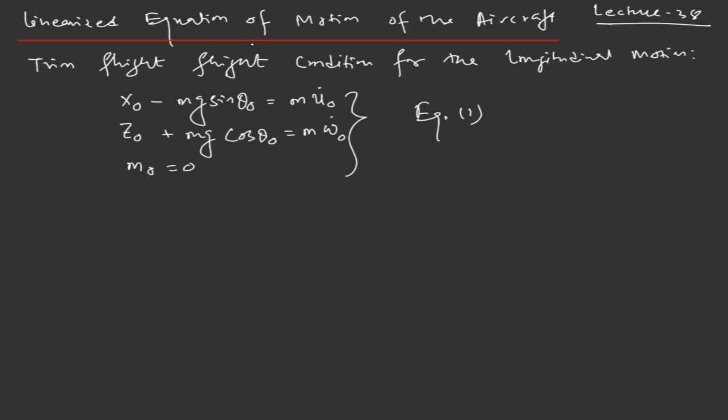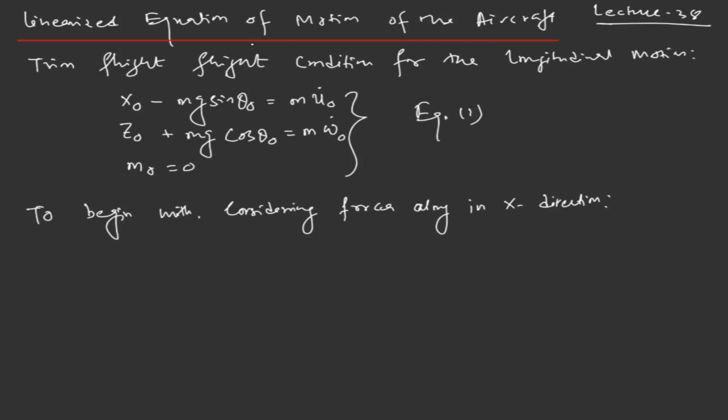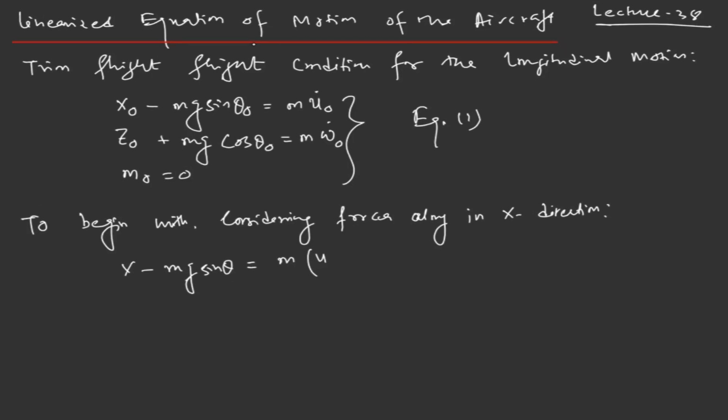Now we'll start to find the linearized equation of motion of the original equation, the force equation in the longitudinal motion. Force along the x-axis we will start with, to begin with. Considering forces along the x-axis or x-direction, we can write X minus mg sine theta equal to m u dot plus q w minus r v.